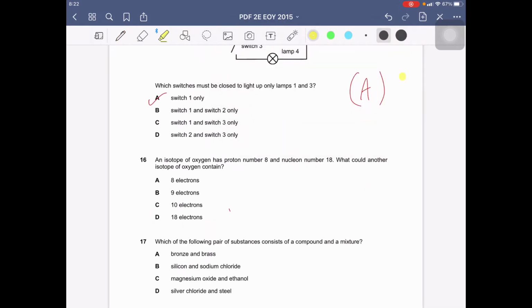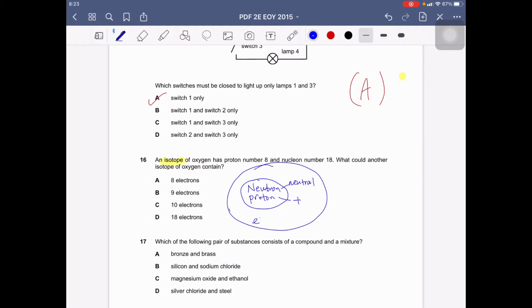Now, what could another isotope of oxygen contain? Okay, so first let me just give you a basic understanding of chemistry. In this case, we understand that an atom has neutrons and also protons. They are kept in the center of the atom. Neutron is neutral, it doesn't have any charge, but proton is positive. And around it, you have electrons. And electron is negative.